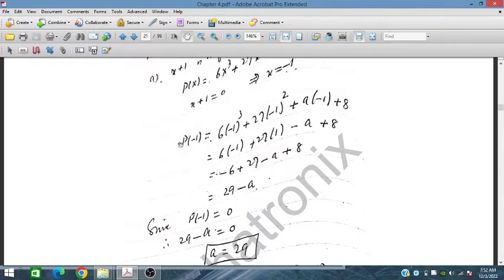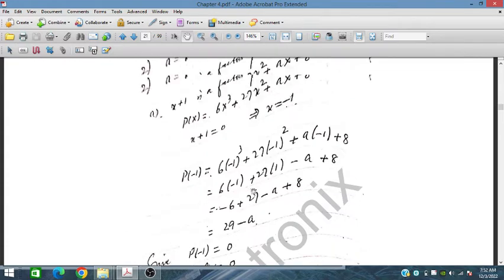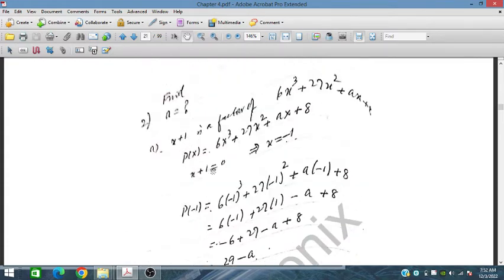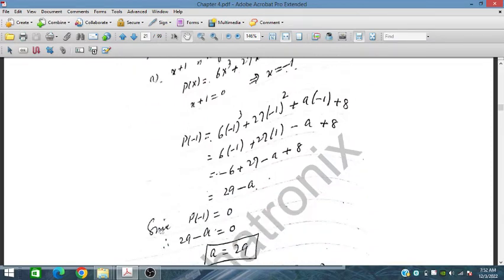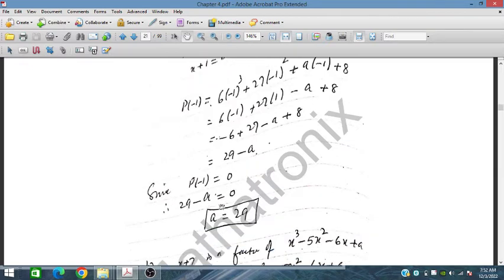So this polynomial is 0 because this is a factor of this polynomial. We know that if this is a factor of this polynomial, then with the substitution, this becomes 0, since p of 1 is 0, because this polynomial satisfies this factor value. So 29 minus a is 0, so a is equal to 29.